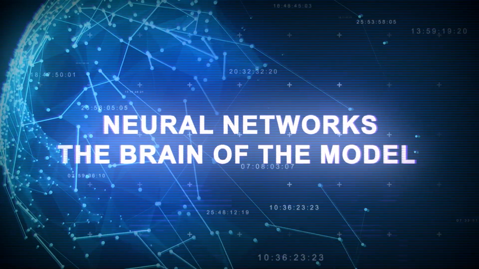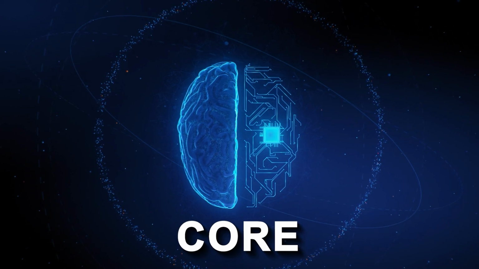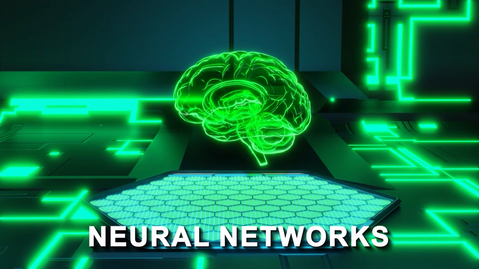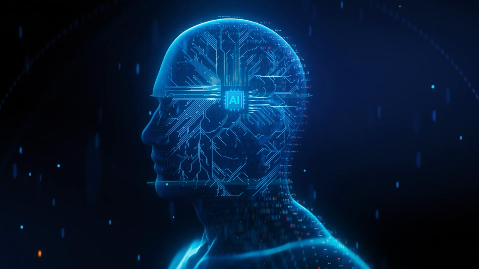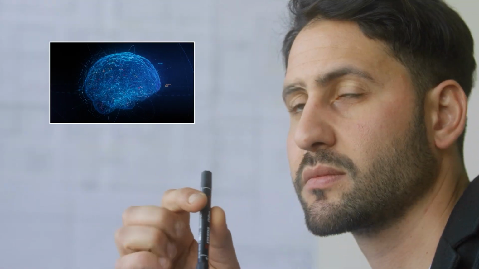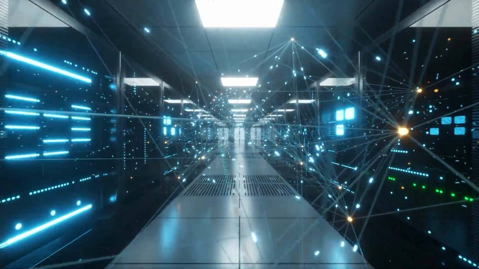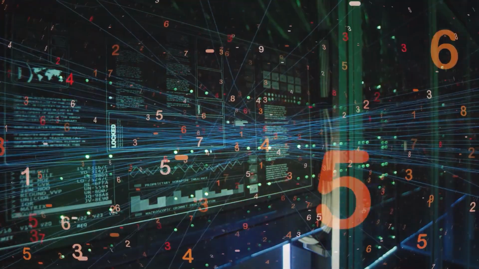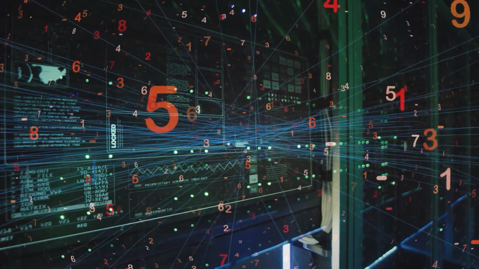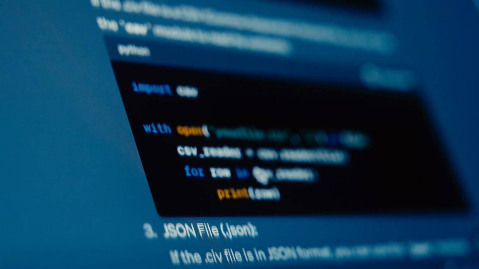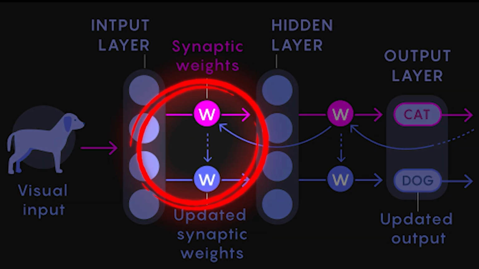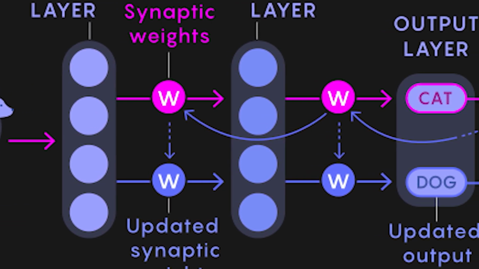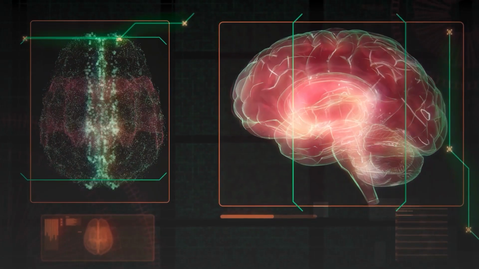Neural networks, the brain of the model. Now, let's talk about the core of these language models, the neural networks. If embeddings are the map, then neural networks are the brain that reads and processes that map. Think of a neural network as a series of layers, each containing thousands or even millions of nodes. These nodes work together to make decisions and predict outcomes. Each node in a neural network processes information and makes a tiny decision. The connections between nodes have something called weights, which are adjusted during training. The model learns by adjusting these weights based on its performance, correcting itself when it makes mistakes.